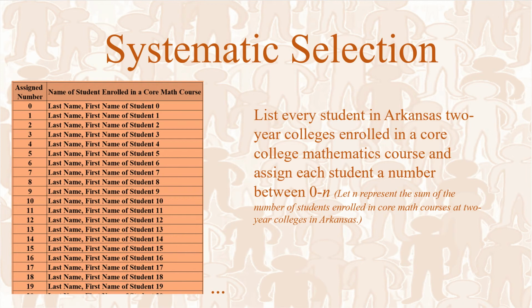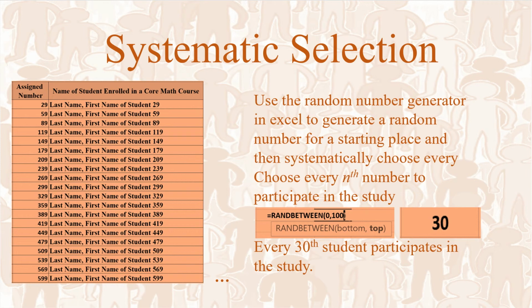Use Excel to create a list of every student in Arkansas who is enrolled in a core college mathematics course and assign each student a unique number between 0 and n, letting n represent the number of students assigned.